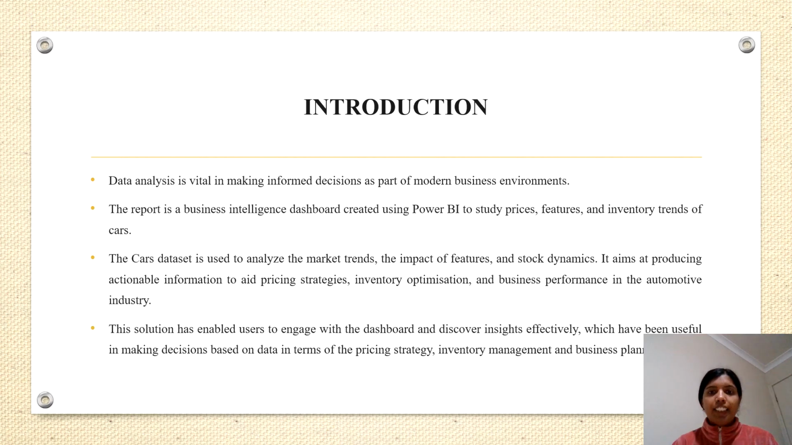This solution has enabled users to engage with the dashboard and discover insight effectively, which have been useful in making decisions based on data in terms of the pricing strategy, inventory management, and business planning. There were also several types of charts, such as the line charts, and bar charts, and the scatter plots and donut charts.